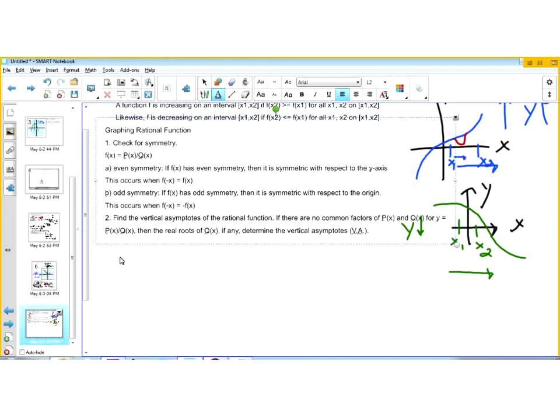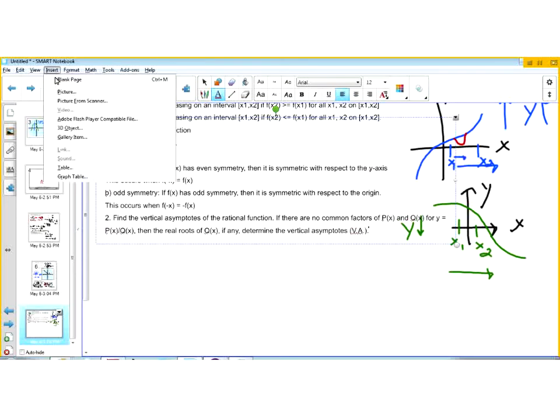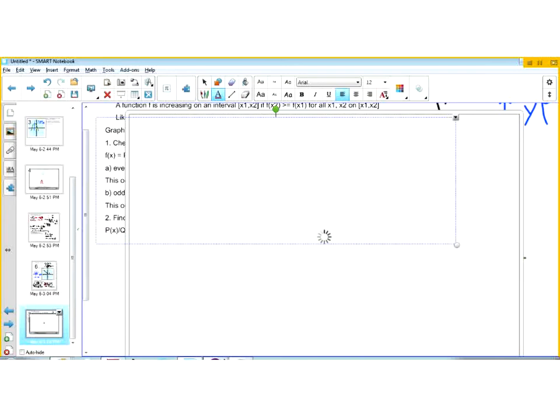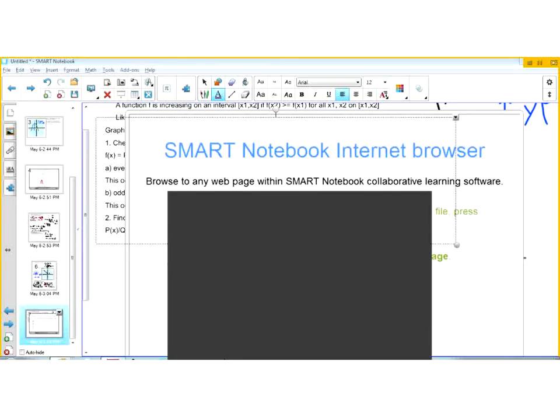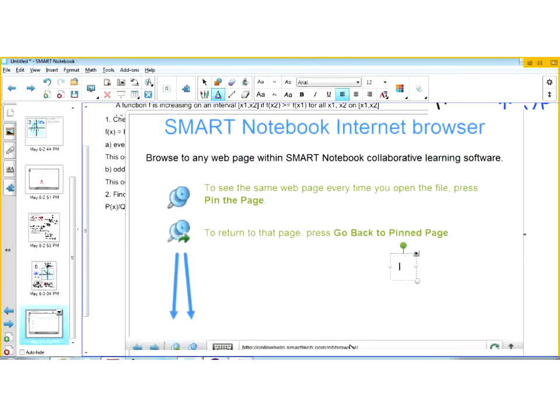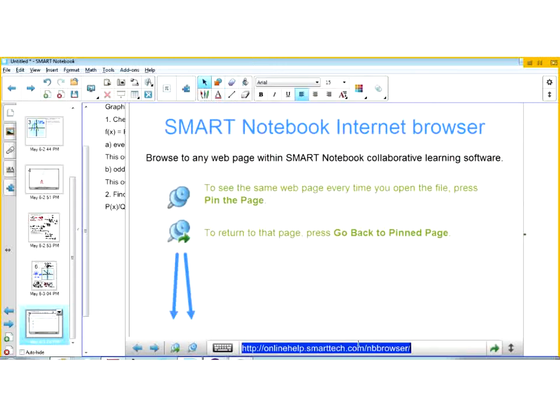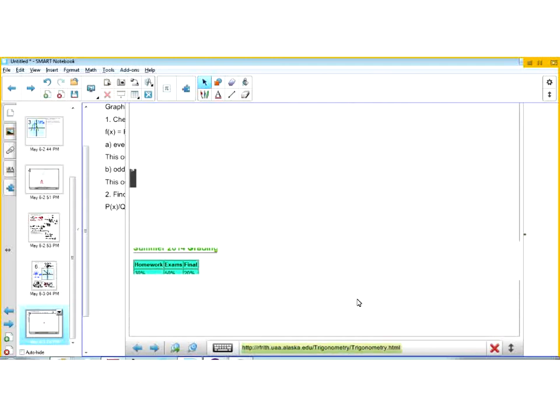Well, let me give you an example of what would be a hole while we're at this. I'll take a brief diversion here for a second and show you if there is a common factor in P(x) and Q(x). So let me insert the web internet browser again and go back to the website. Show you how to deal with a hole. It's a topic that, interestingly enough, is not covered too much in the algebra sequences, but I'll cover it here.